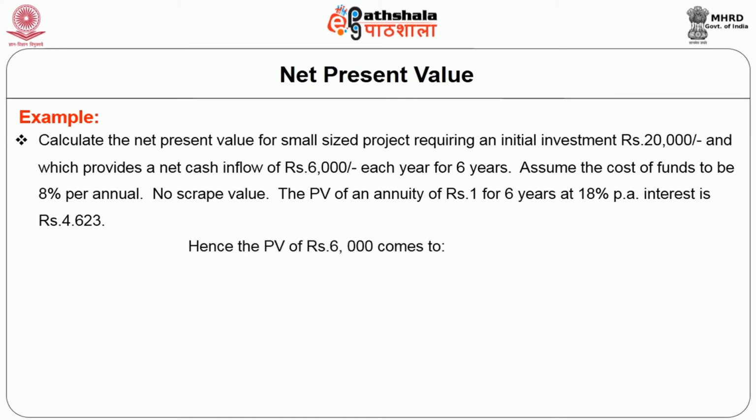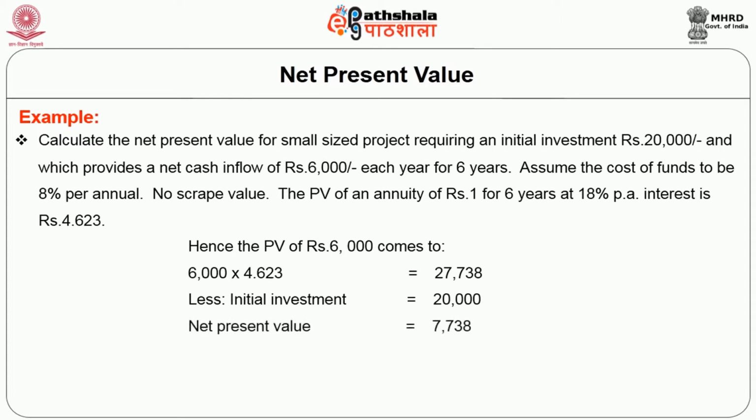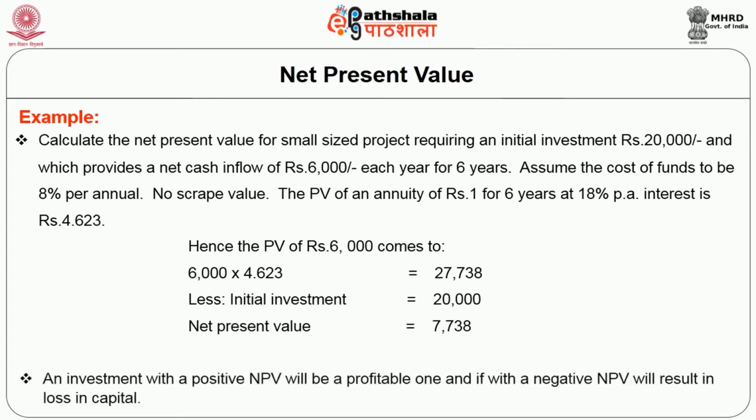Hence, the PV of rupees 6,000 comes to 6,000 into 4.623, which is equal to 27,738 rupees. We subtract the initial investment of 20,000, so we get a net present value of 7,738. An investment with a positive NPV will be a profitable one, and one with a negative NPV is a loss of capital.